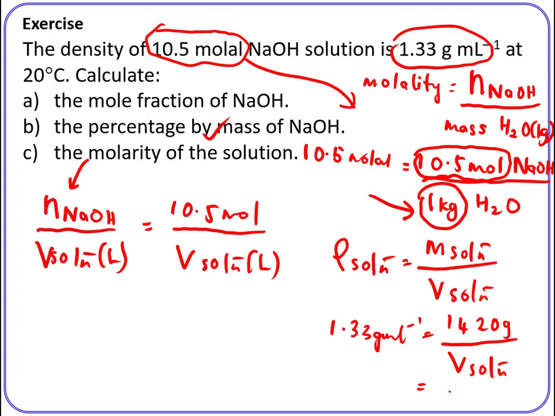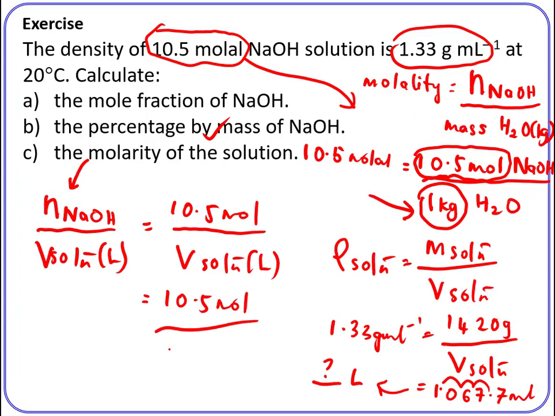So what is the volume of solution? It is 1067.7 mL, which then you have to convert into how many liter? So it is 1.0677 liter. So insert it here, 10.5 mole divided by the volume is 1.0677 liter. Then the final answer is 9.83 molar or mole per liter. That's all. Thank you.